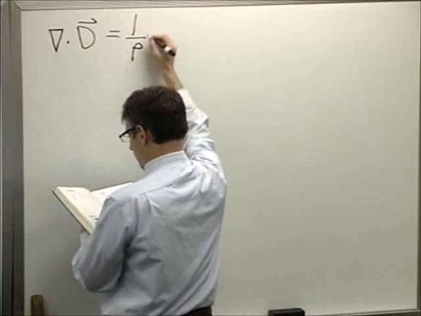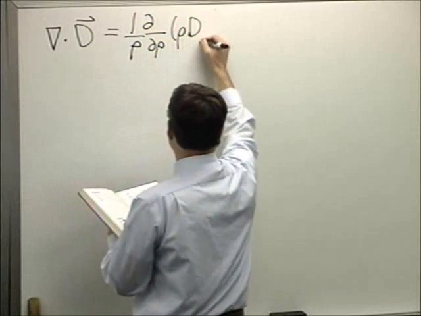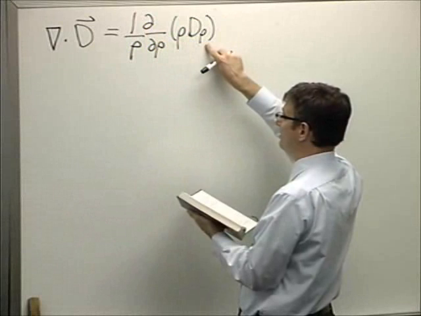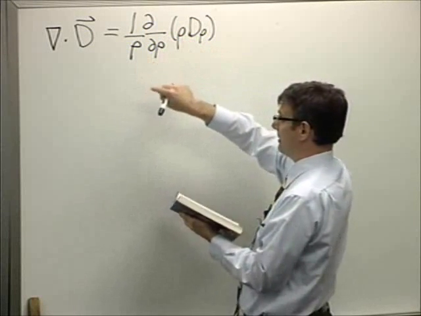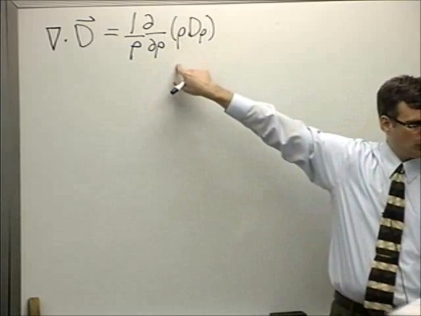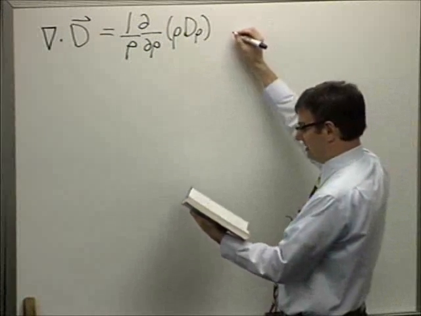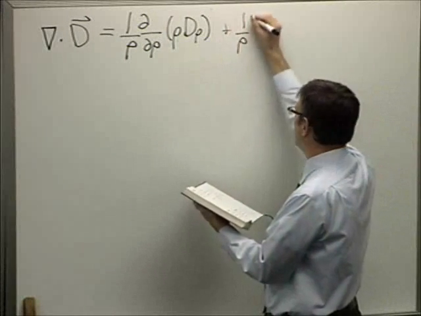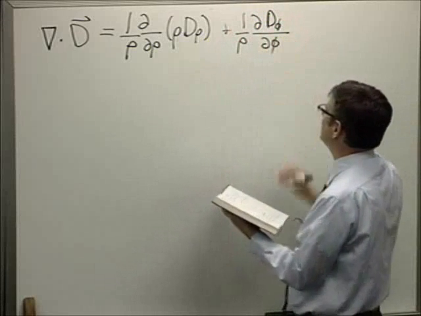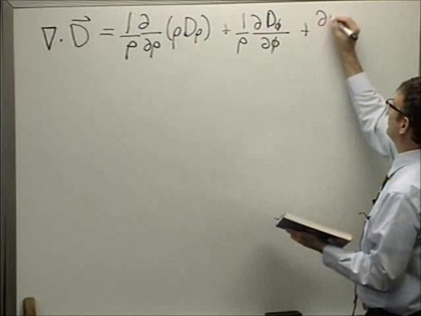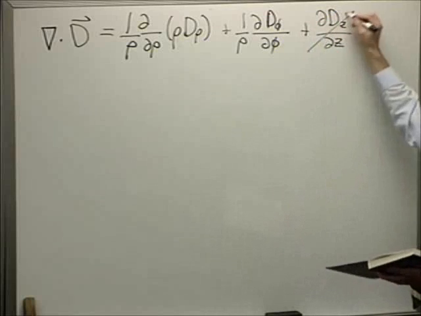One over rho, partial derivative with respect to rho, rho d rho. The rho component of the D field times rho, partial derivative with respect to rho divided by rho. I didn't write this, though, because there is no rho component of the D or the E field. There's only a phi component. The money term in this is actually this: 1 over rho, partial derivative of the phi component of D with respect to phi. And then there's also this partial derivative of the z component of that vector field with respect to z. That, of course, is also 0 in this problem.